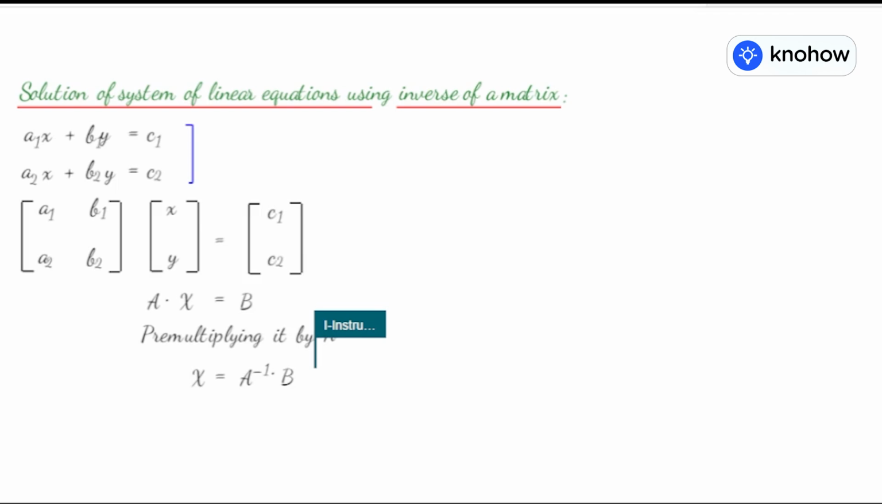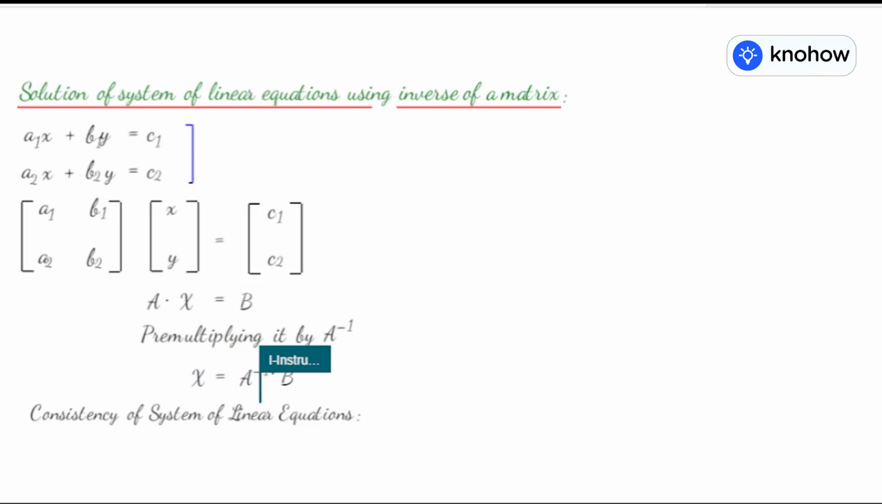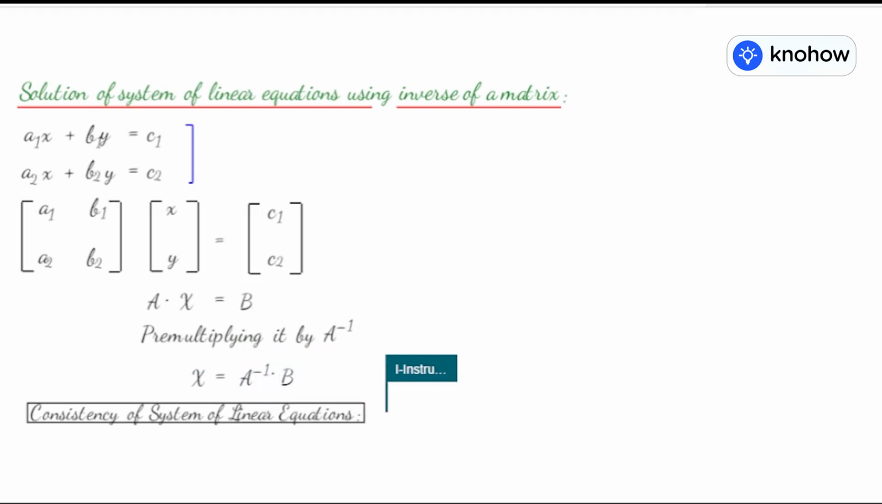Let me first give you the consistency rule for a system of linear equations. Please note down consistency of the system of linear equations. You know that we can work out the value of variable matrix X as A inverse B provided A inverse exists. Now what is the definition of A inverse? A inverse is 1 by determinant A into adjoint A.